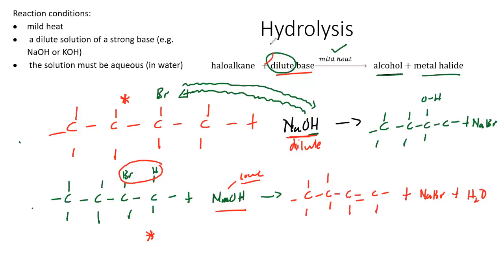So these are the reaction conditions for the hydrolysis family. You can see for yourself right there, mild heat, dilute solution of a strong base, potassium hydroxide. You can use this one as well, KOH, or sodium hydroxide as well. And the solution must be in water, obvious, to make it dilute. Fine. Hydrolysis we're done.